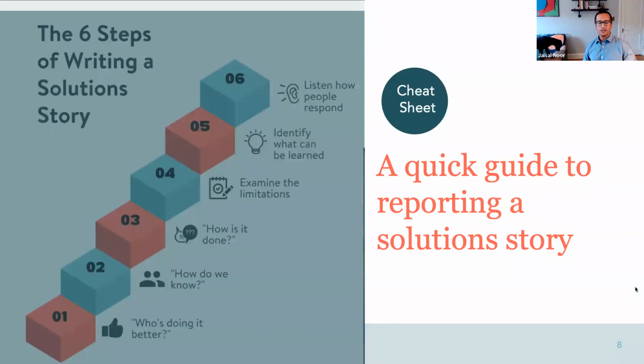And so here's a quick cheat sheet, and we are going to share this deck with you after the presentations. You'll have access to all of this, but our great social media team created this really handy guide to reporting solution stories. 6 easy steps. Who, after you've identified the problem, who's doing it better? And if you need to find examples, our solution story tracker contains more than 13,000 stories in a searchable database, and that's a great place to look for who's doing it better.